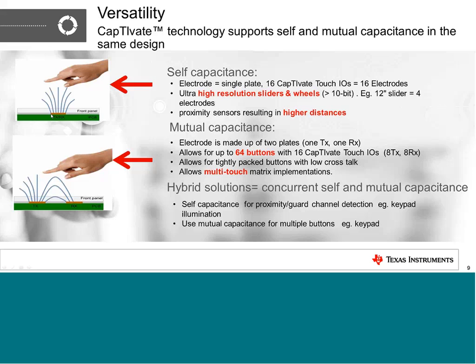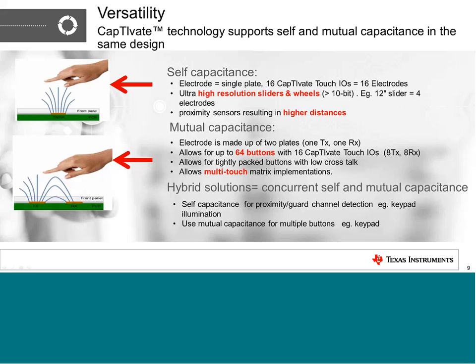So in self-capacitance, you just have one electrode and you have this E field emanating from there. And basically, that's self-cap. In mutual cap, you have 2 electrodes, a transmit and a receive, and you're looking at the E field between these 2 electrodes and the change in E field when a human body comes in contact with this. With CapTIvate technology, with a 16-touch I/O in self-cap mode, we can have 16 electrodes.